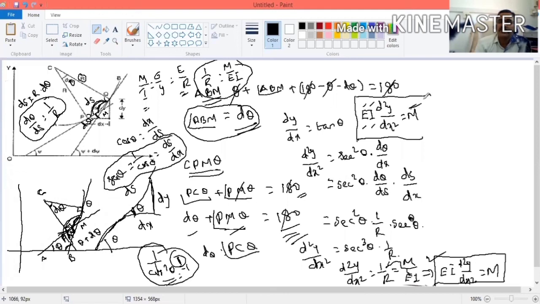you substitute the value of M as a function of x and integrate once. If you integrate once, you will get dy by dx. What is dy by dx? dy by dx is the slope of the curve. Again you integrate, you will get y. What is that? That is the deflection. So this is the differential equation for deflection. In this equation, you substitute the value of M, integrate once to get dy by dx, which is the slope of the curve, and integrate again, you will get y, which is the deflection of the curve.